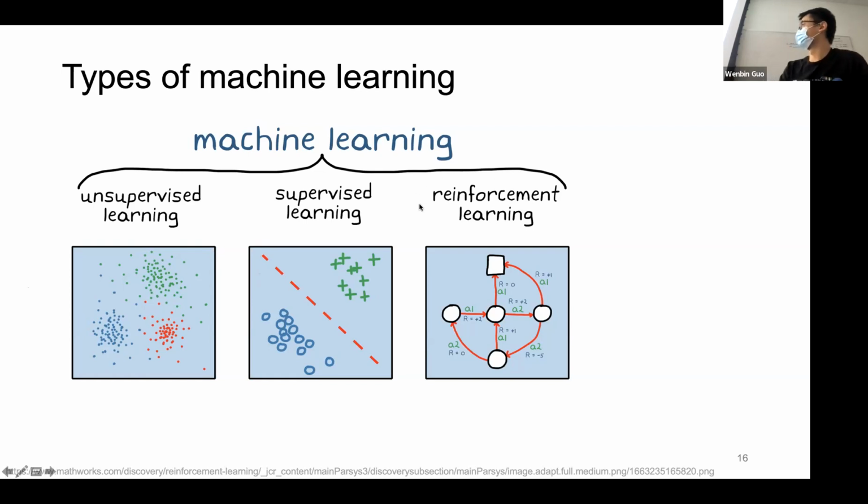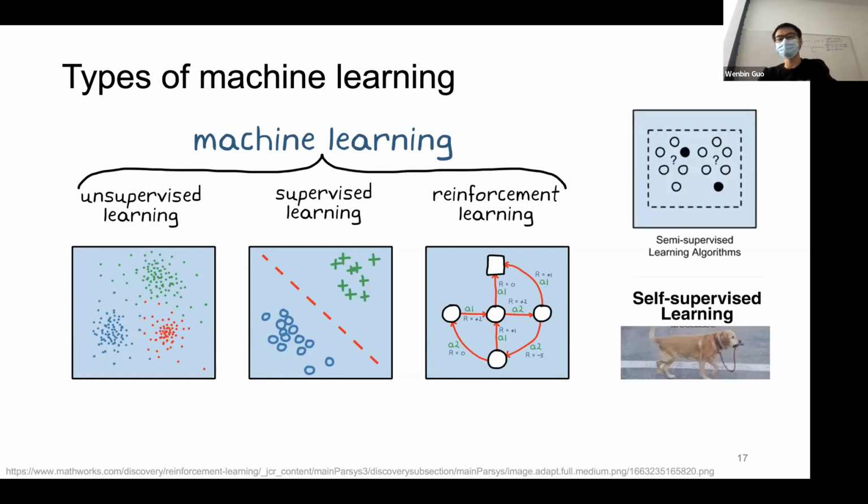And then the third one is reinforcement learning. This one is kind of different compared to unsupervised or supervised learning. Reinforcement learning usually has a delayed feedback. For example, when we play chess or the game of Go, we don't know whether at this moment this move is a good move or bad move, right? We only know the answer at the end of the game. So those rewards have some delay. We don't get the instant feedback from the system.